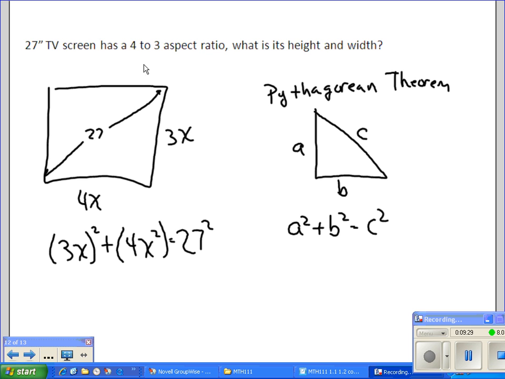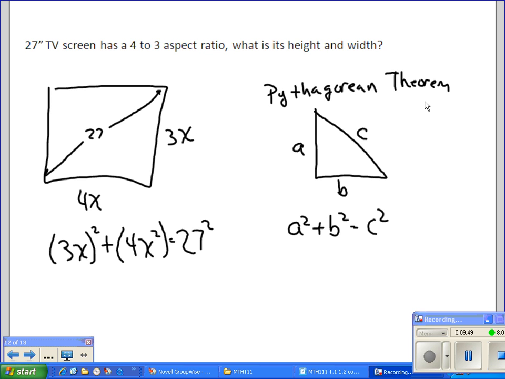A 27-inch TV screen has a 4:3 aspect ratio. What is its height and width? The 27 inches refers to the diagonal measurement on the TV screen. And we know the ratio of the length to the width is 4 and 3. So 4 times x and 3 times x. That's how we can set this up.